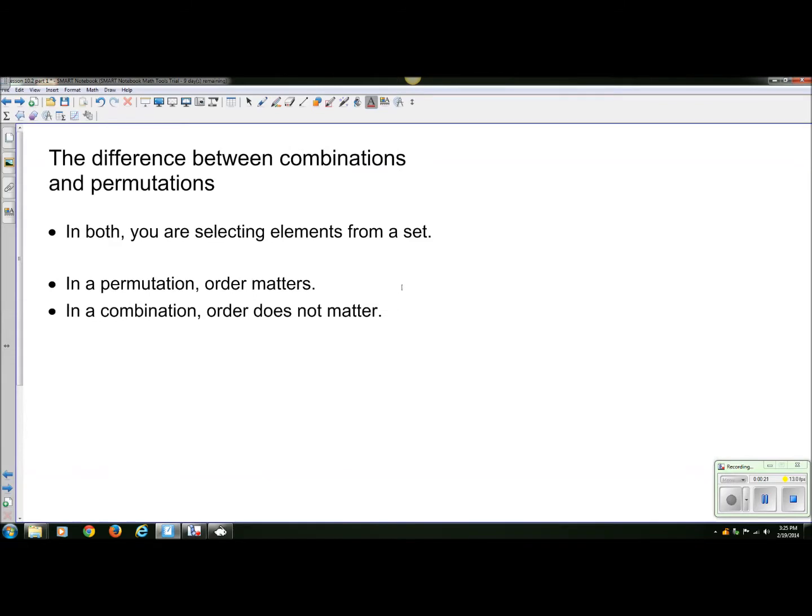The main difference between combinations and permutations is order. In both combinations and permutations, the idea is that you are taking elements out of a set of elements or list of elements. In a permutation, order matters.